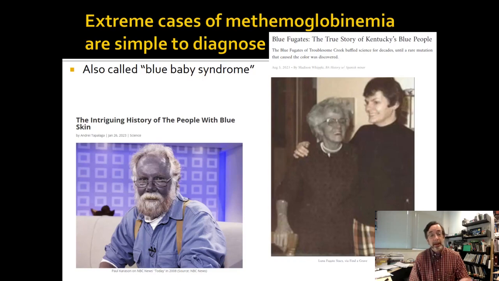And this is not an AI picture. This is an actual NBC News picture from 2008. They couldn't do AI that well then. This is what it can look like, and this is a more middle of the road case. There's definitely a blue tinge to these people's skin.